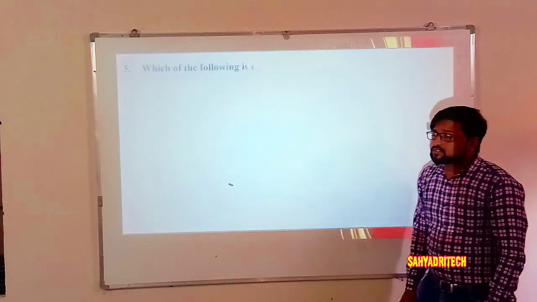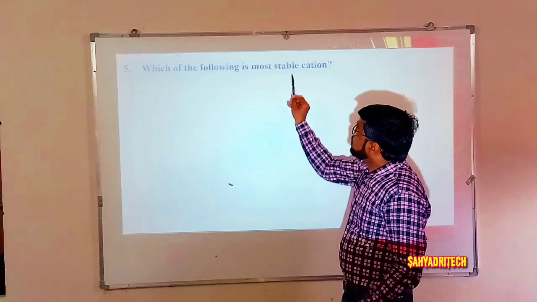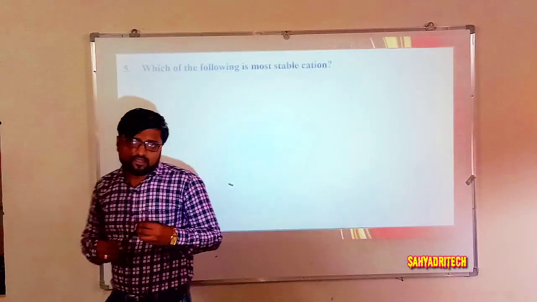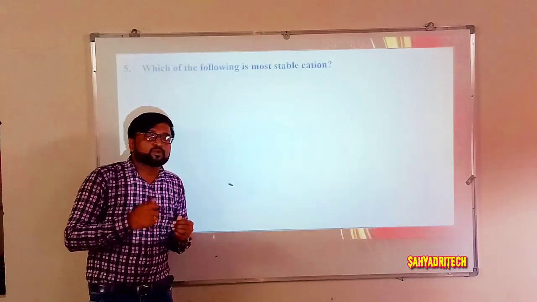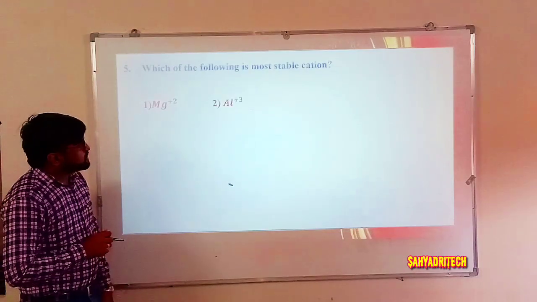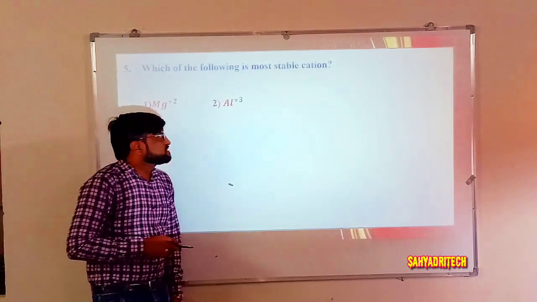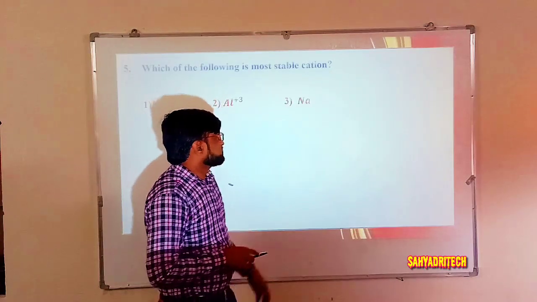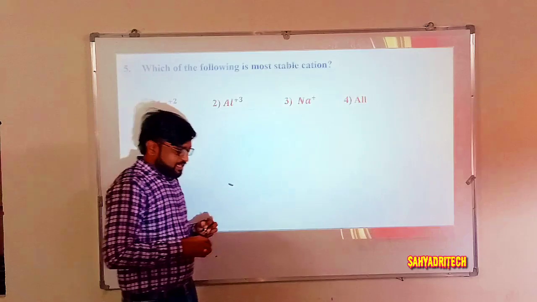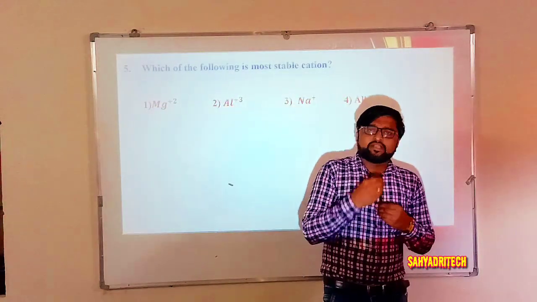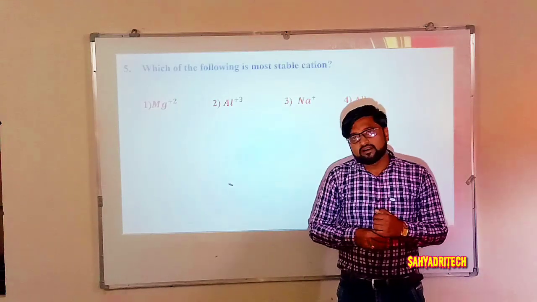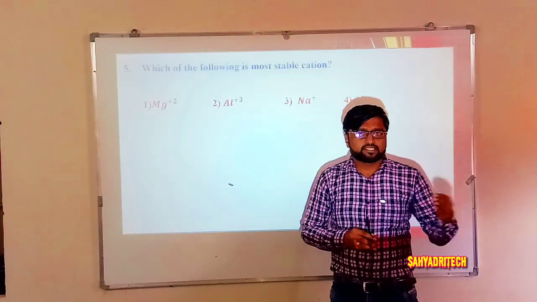Well, coming to the next question. Which of the following is the most stable cation? Here they have specified some cations and they are asking about the stability, which is most stable among the given cations. First, we look at the options. First one, Mg2+. Second, Al3+. Third option, Na+, and the fourth one, all. Here, how to decide the stability of these ions? Based on their electronic configuration. That concept I will discuss later.